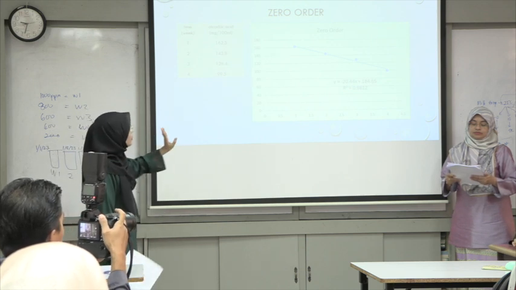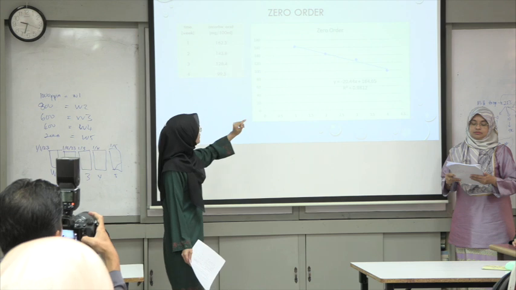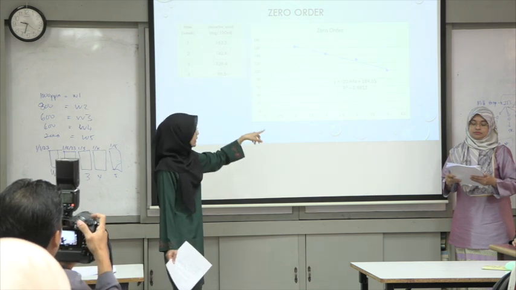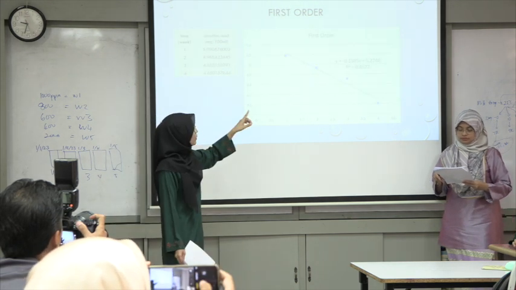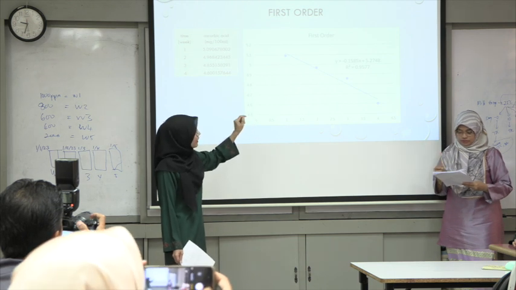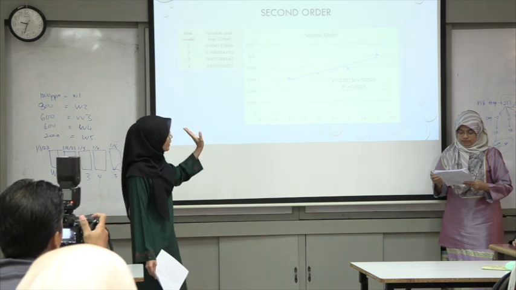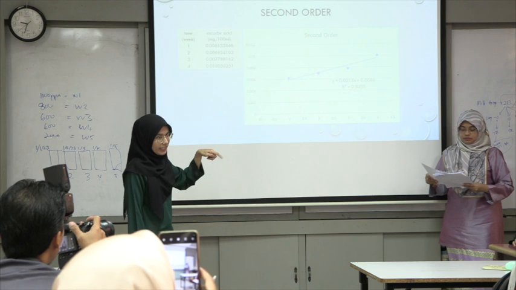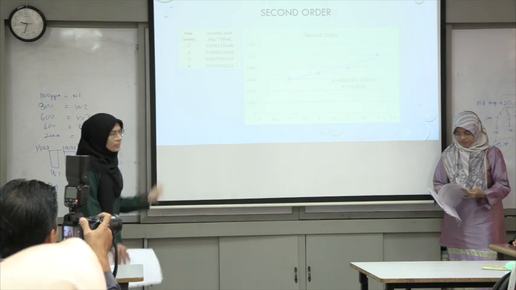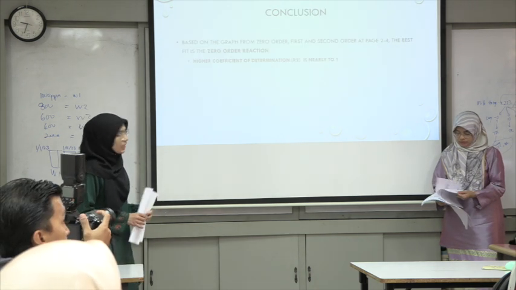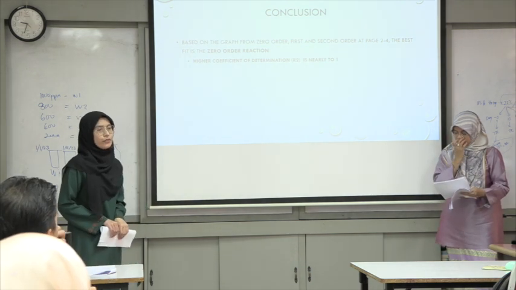For zero order, the R square is 0.9812. For first order, the R2 is 0.9577. For second order, it goes up because it is 1/A, so it is 0.9252. Looking at the three graphs, the one closest to 1 is zero order, so that is the best fit.